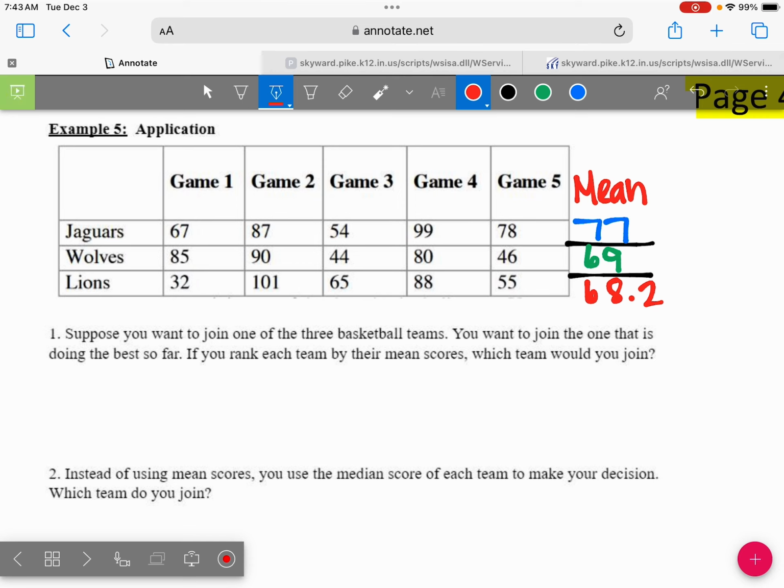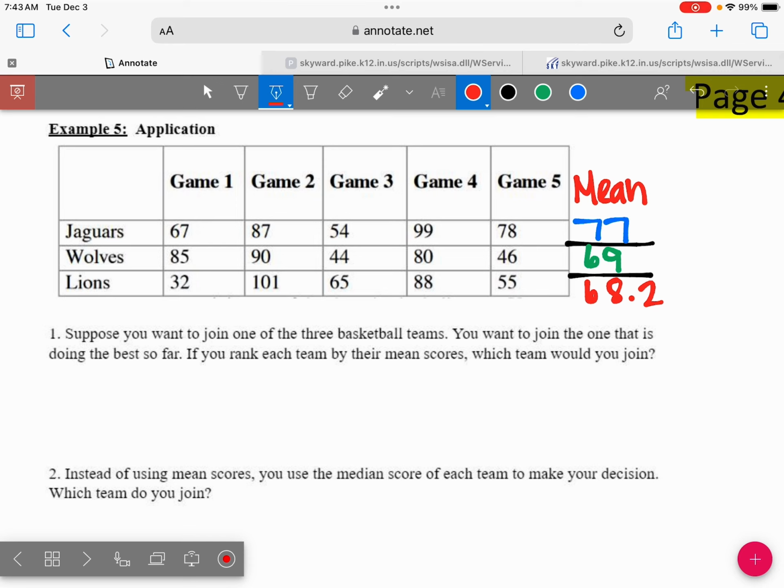So number 1 says, if you're trying to figure out which basketball team to join, you want to join the one that has the highest, that's doing the best so far. So we're going to rank them in order by their mean. So who agrees with my 3 answers, first of all? Because you know it's early. 77, 69, 68.2. Who got that?